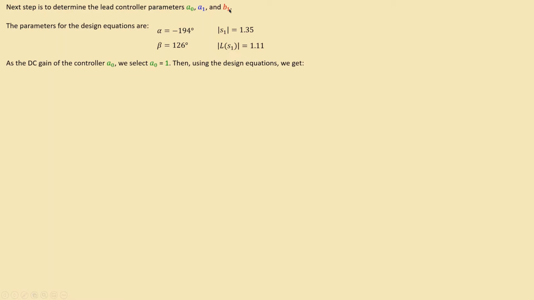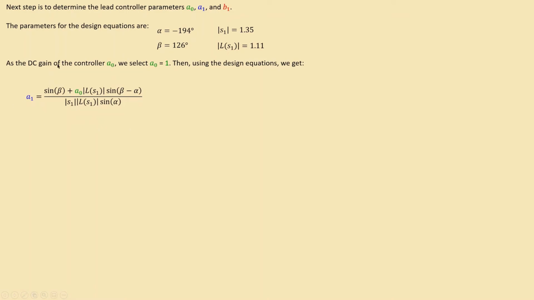So we need to select one of these three. Now, most of the time we select the A0, which is actually the DC gain of the lead controller. So I will also do that in this example. As a DC gain of the controller A0, we select A0 is 1. So I will take it very simple, just unity. Then using the design equations, we will get the following.